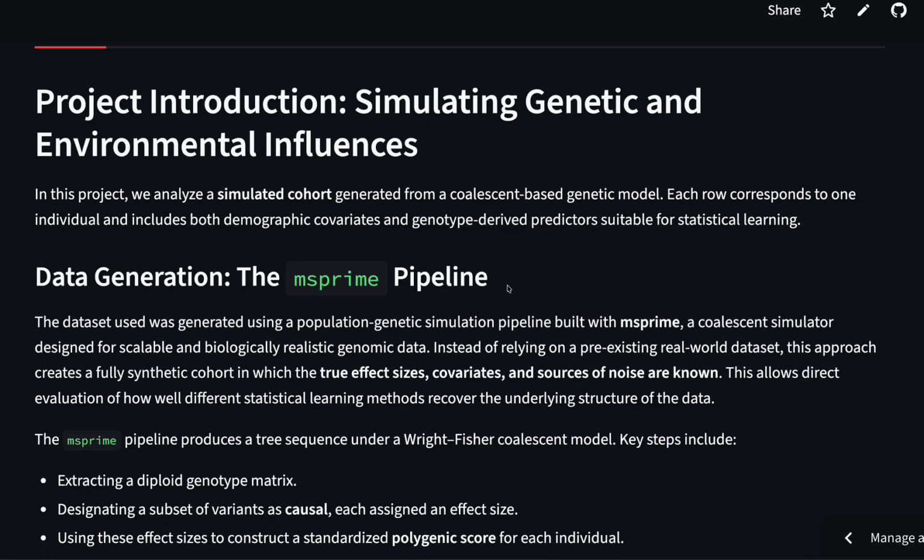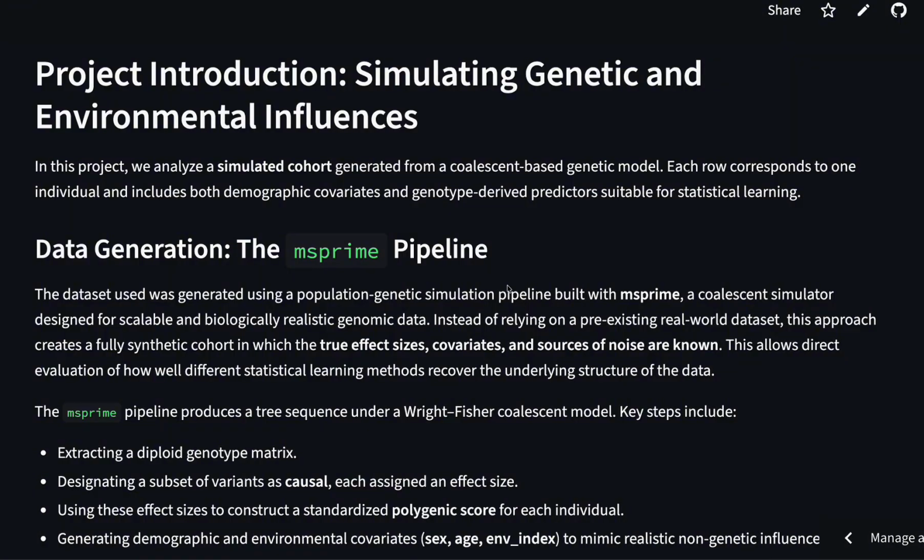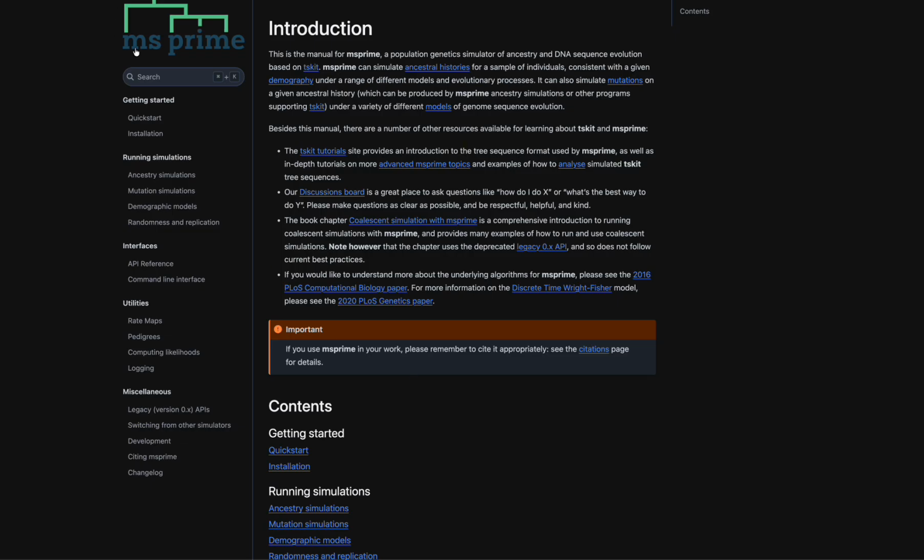less interpretable. The goal of this project is to apply what we learned in the course on both classification and regression models onto a complex data set to generate predictions. I chose to use generated data from the MSPrime package.